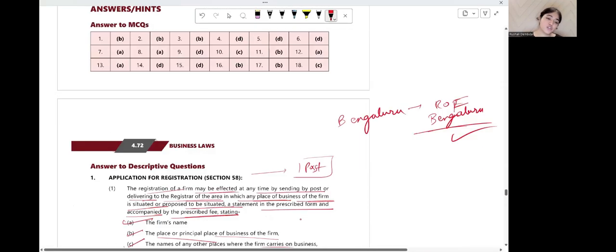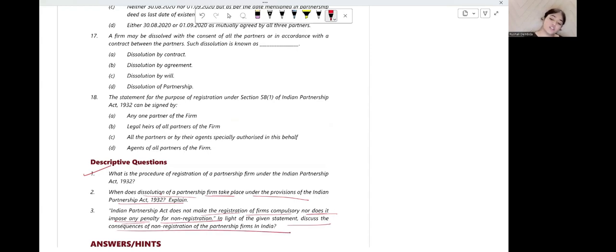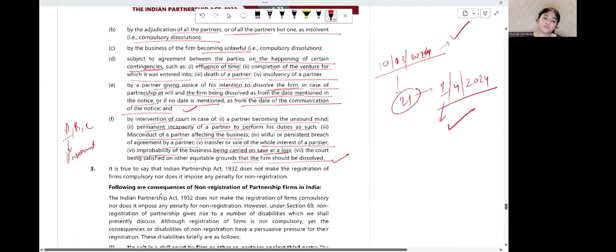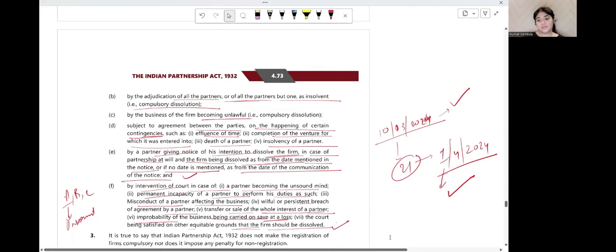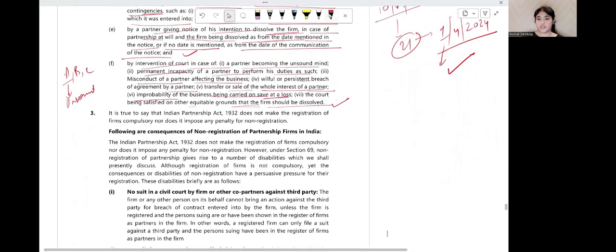Let's see the last question. The Indian Partnership Act does not make the registration of firms compulsory, nor does it impose any penalty for non-registration. In the light of the given statement, discuss the consequences of non-registration. So, is it compulsory to get the partnership firm registered? No, ma'am. Yes, it is not compulsory that you have to get your partnership firm registered.